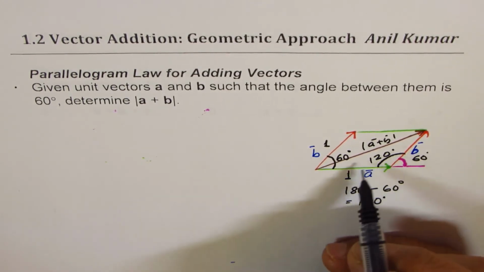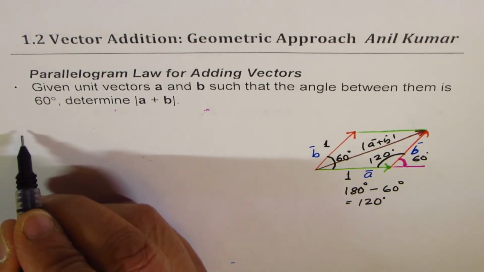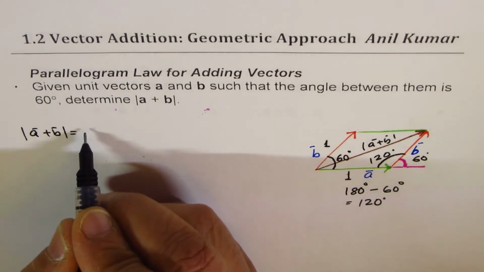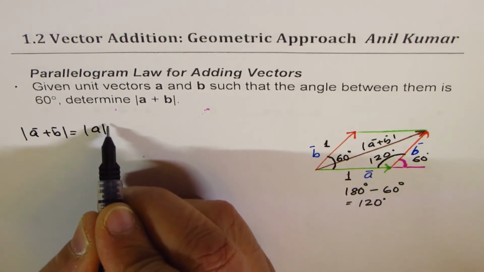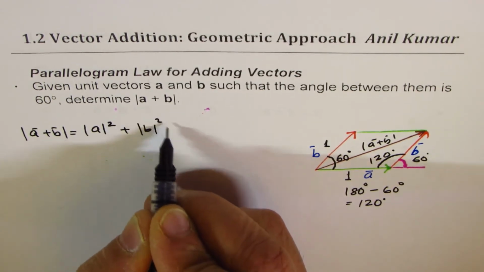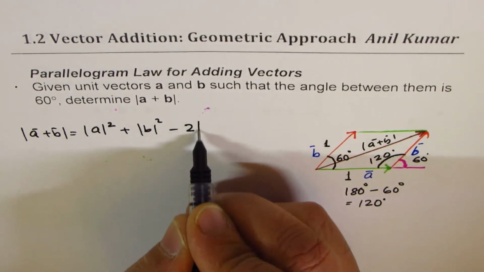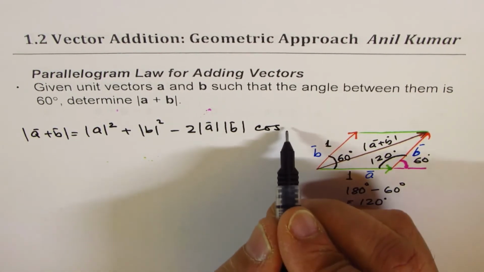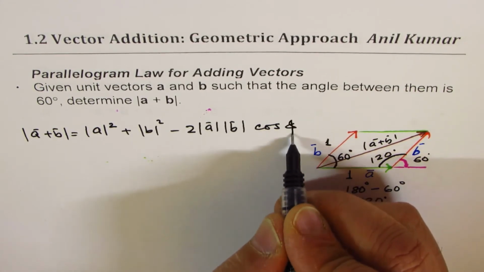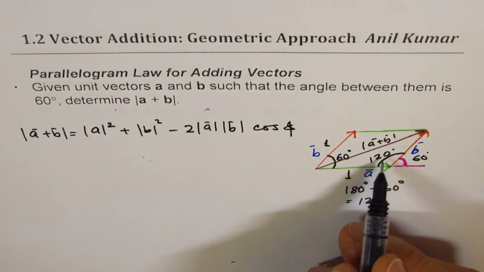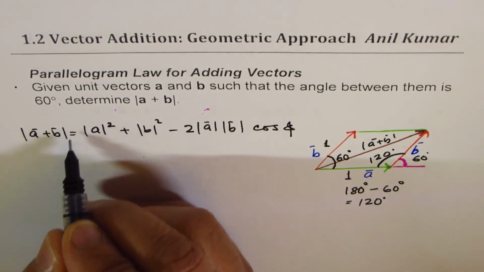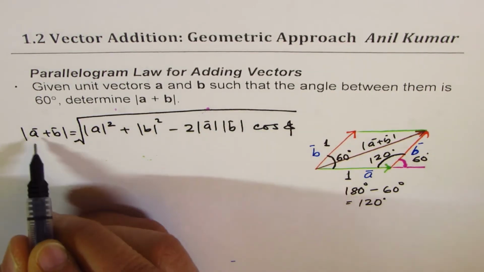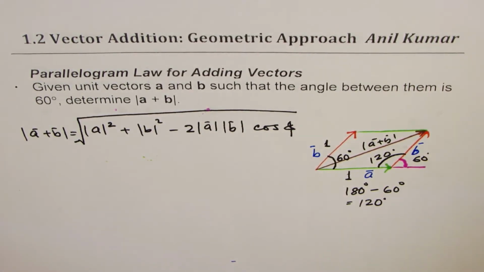Now, let's apply the cosine law to find the magnitude of A plus B. So the magnitude of vector A plus B will be equal to the magnitude of A squared plus the magnitude of B squared minus 2 times the magnitude of A times the magnitude of B times cos of the angle between them. So let's call this angle phi, which is 120 in our case, and then square root. That is the cosine law, right?